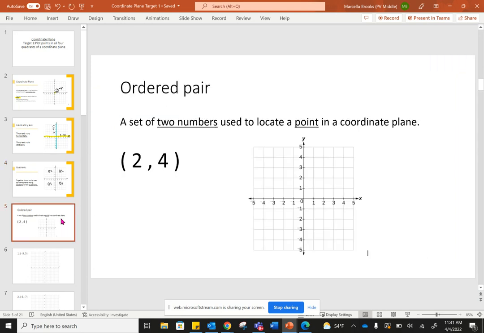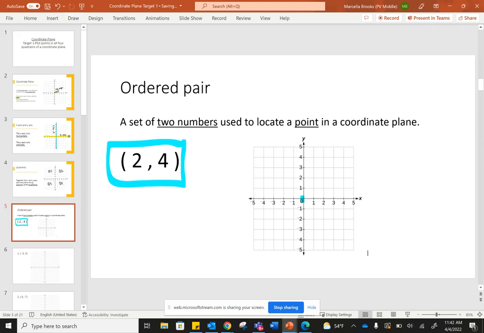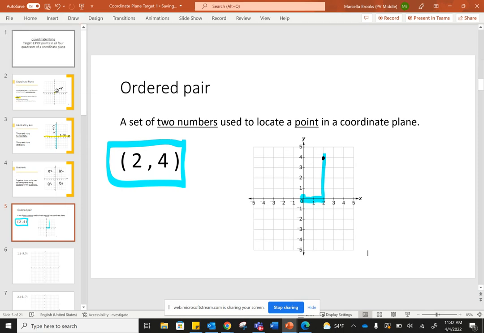Okay. So now we're going to look at an ordered pair. An ordered pair is a set of two numbers used to locate a point on a coordinate plane. So if I graph these two numbers, it would look like this. I'd start at the origin, go right 2 and up 4, and then I would plot my point. So this is the point given by that ordered pair.